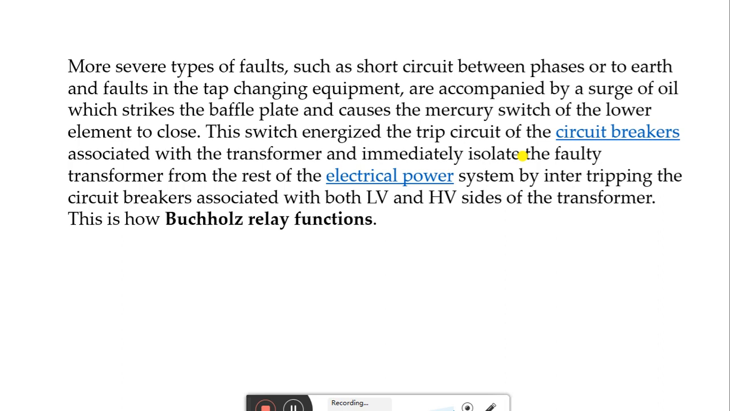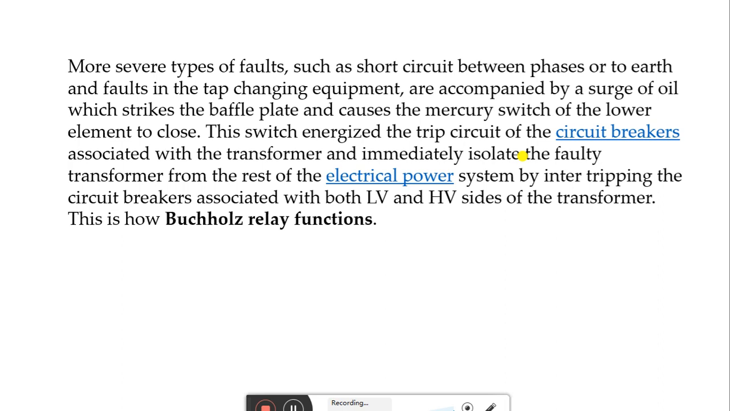faults in the tap changing equipment. Sometimes we also have some arrangement to change the tapping of the transformer to reduce or increase the voltage. By doing this also, there may be a surge of oil inside the tank which strikes the baffle plates and causes the mercury switch of the lower element to close.